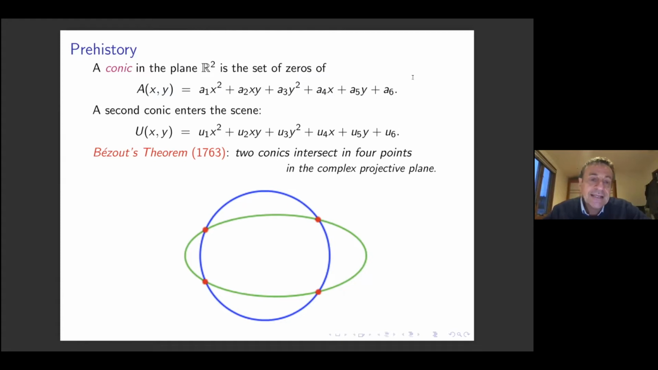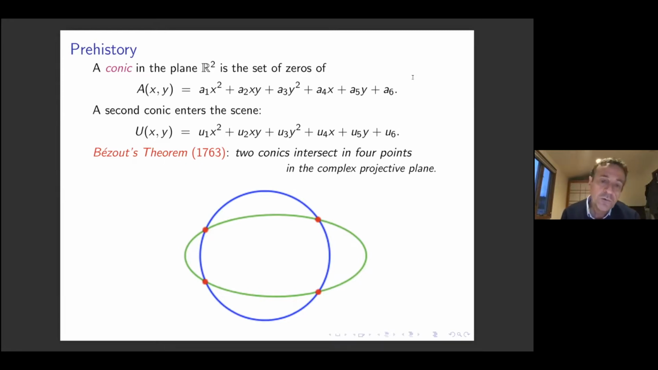Now let's say a second conic enters the scene called U, capital U, with the coefficients lowercase U1 up to U6. You can ask the question: what are the intersection points of the two conics? So here in the picture, you see a blue circle, that's a conic. You see the green ellipse, that's a conic. And you see 4 intersection points marked in red.